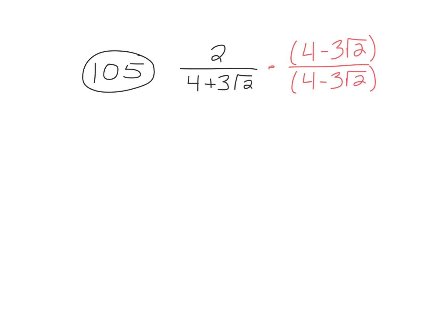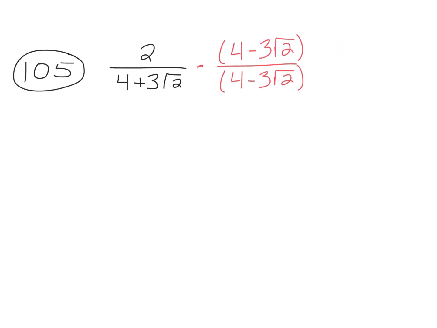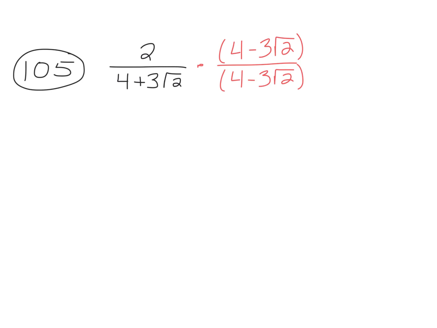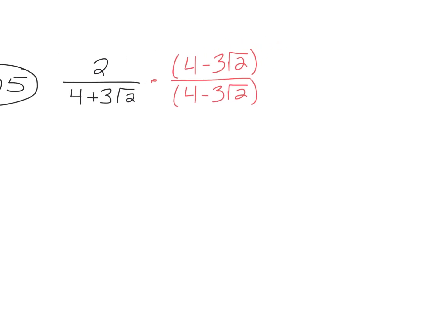So real quick, I'm going to take you back on 105. Since we have 2 terms separated by addition or subtraction, we have to multiply by the opposite. Okay? So, why do you think I put parentheses around there? Because we're going to have to either FOIL or distribute. So on the top, I'm taking 2 times 4, which is 8. And then 2 times negative 3 square root of 2, which is negative 6 square root of 2.